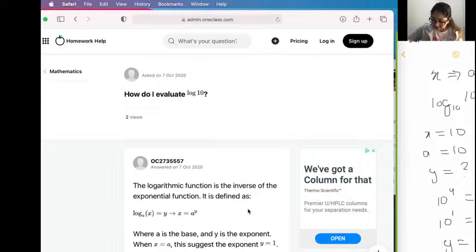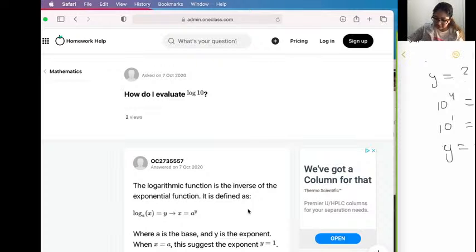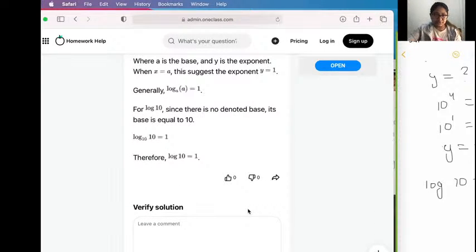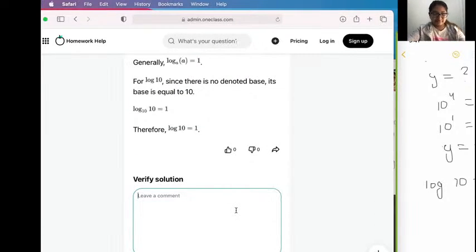Another way you can see it is that log 10 has a base of 10 and our x is also 10. If we have the same base and our x is also the same, that is basically equal to 1. This is just a common rule to apply. So log base 10 of 10 is equal to 1. Correct.